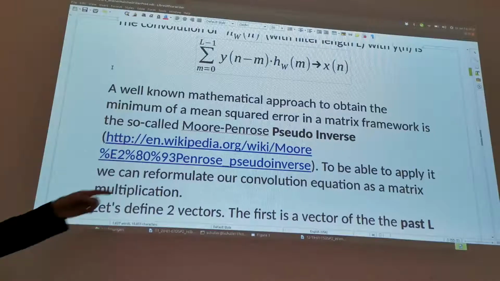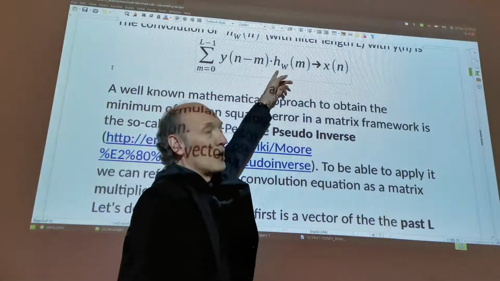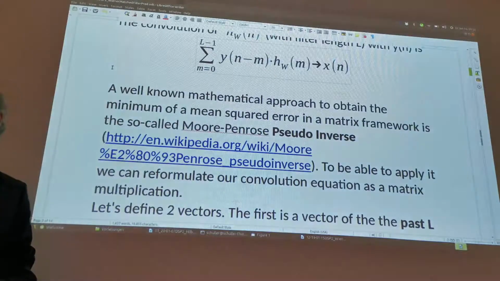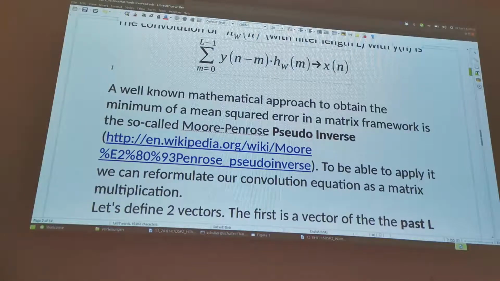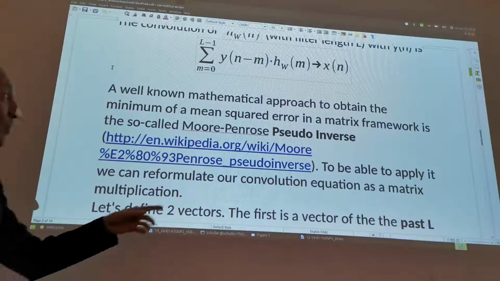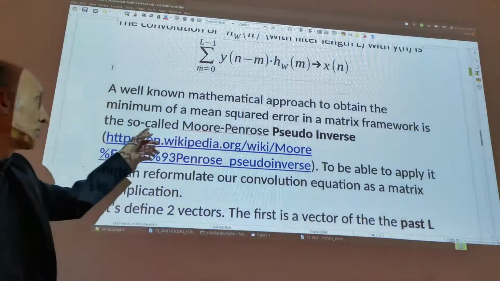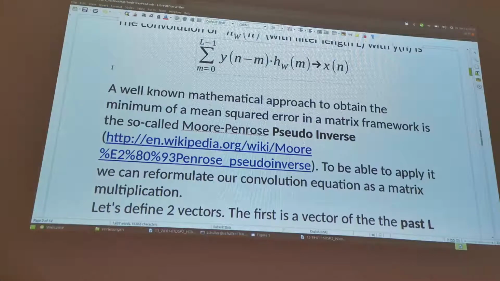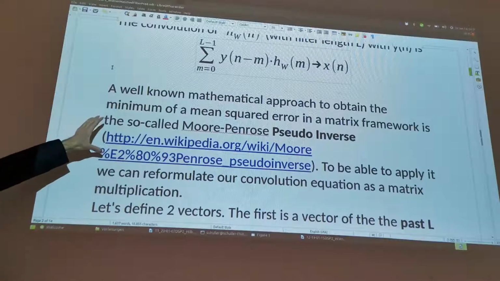So we could now use H in a numerical optimization to minimize it, given y and x. So if we have a training set of clean and distorted signals, we can then use numerical optimization to find the optimum H. Right, that would be possible. But it turns out, in this case, we also have a closed-form solution. Right? And that's why we can take a look at the Moore-Penrose pseudo-inverse. Have you heard about this before?